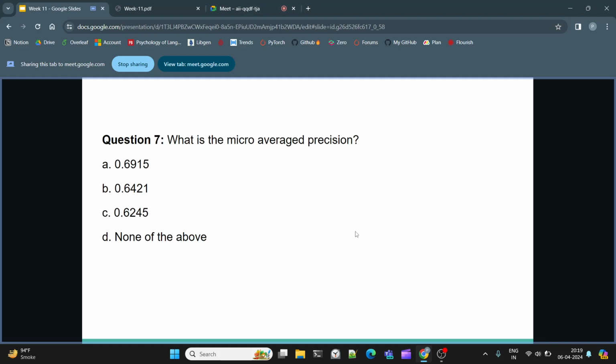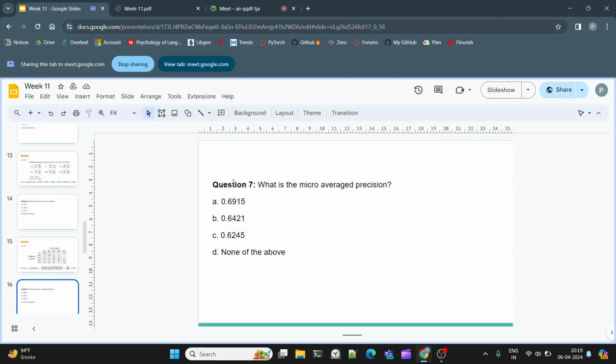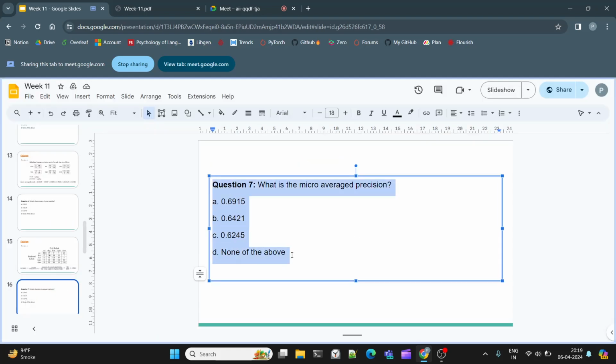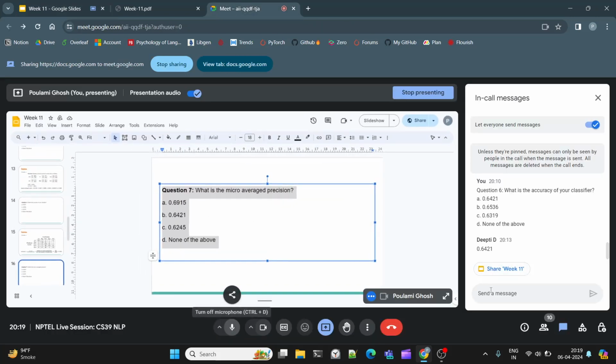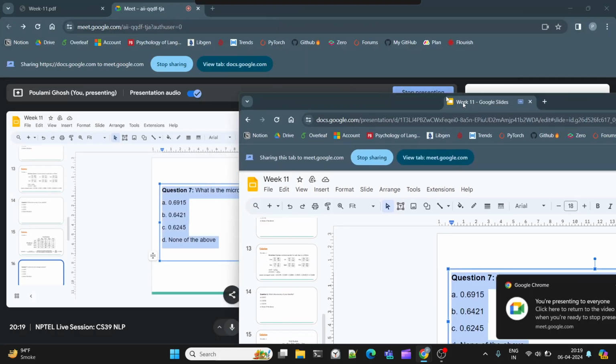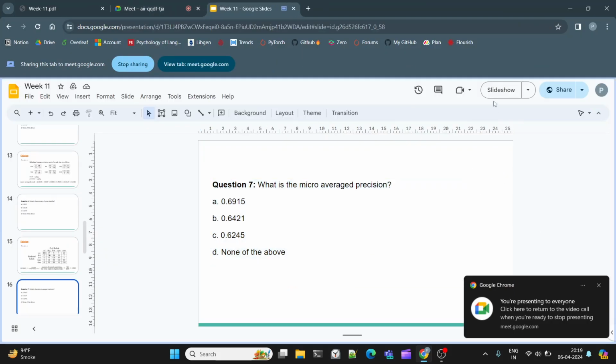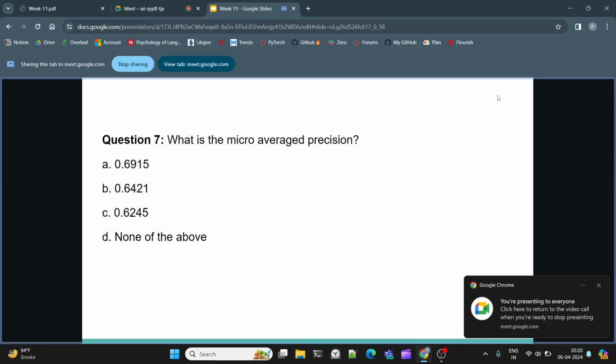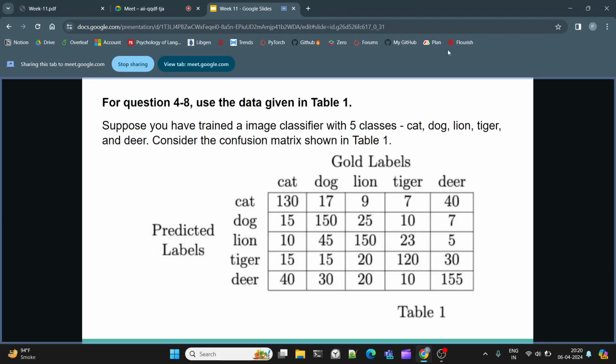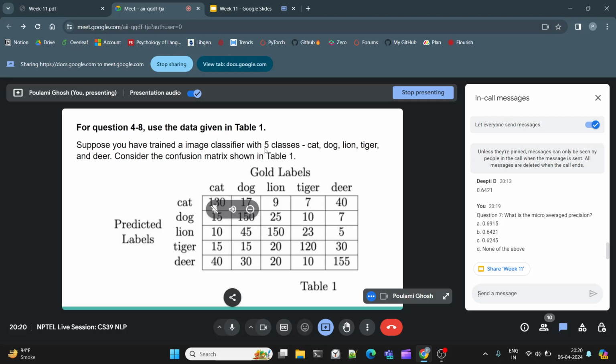Right now we've been talking about macro average precision and macro average recall. Now we'll be talking about micro average. So the question is, what is the micro average precision? Please give it a try, and then we'll discuss it in a couple of minutes. This is the table given to you, and you need to find the micro average precision.